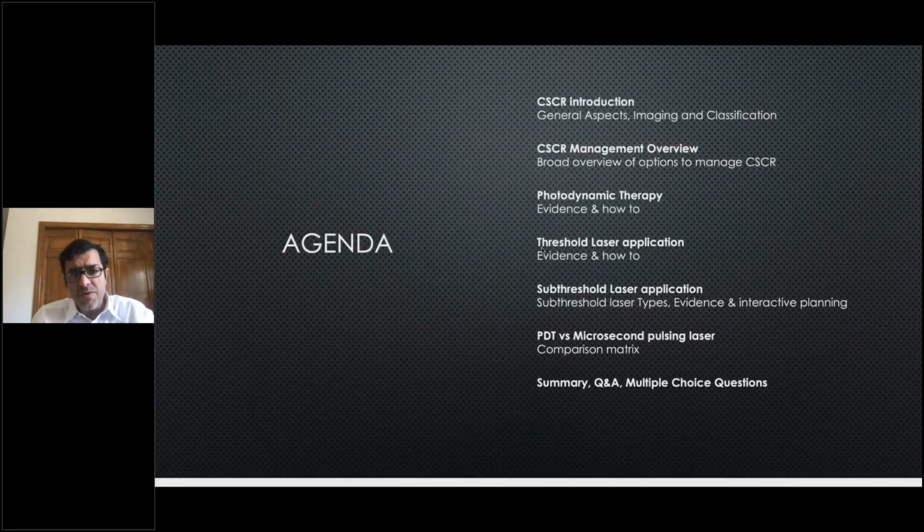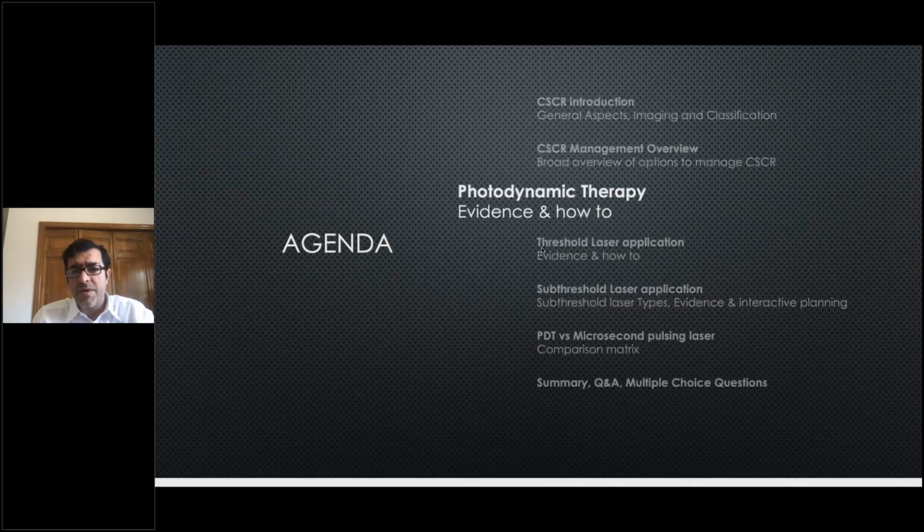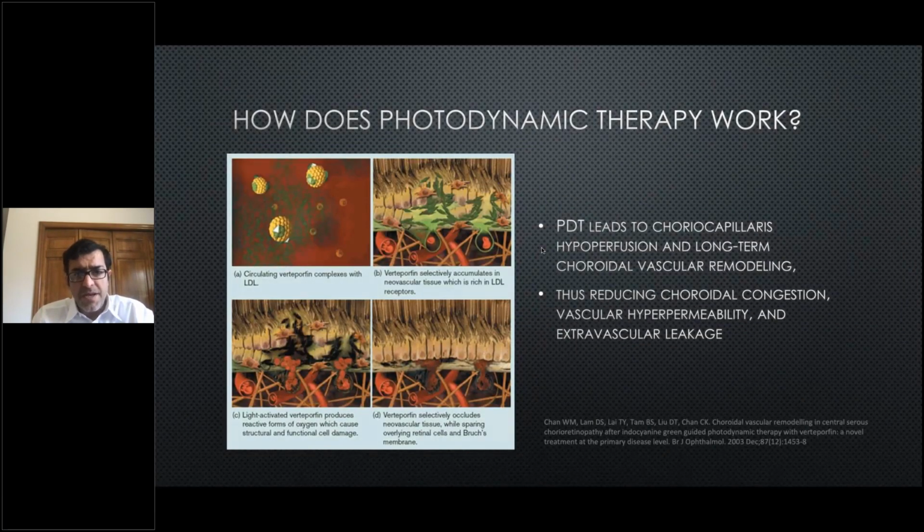Let's move on to the component of photodynamic therapy, where we are going to talk about how it works, how we perform it, and what the evidence is for PDT. So how does PDT work? PDT leads to choriocapillaris hypoperfusion, and it eventually leads to choroidal vascular remodeling, and a reduction in choroidal congestion and vascular hyperpermeability, which is the primary or proposed cause of CSCR. This is how PDT works in CSCR.